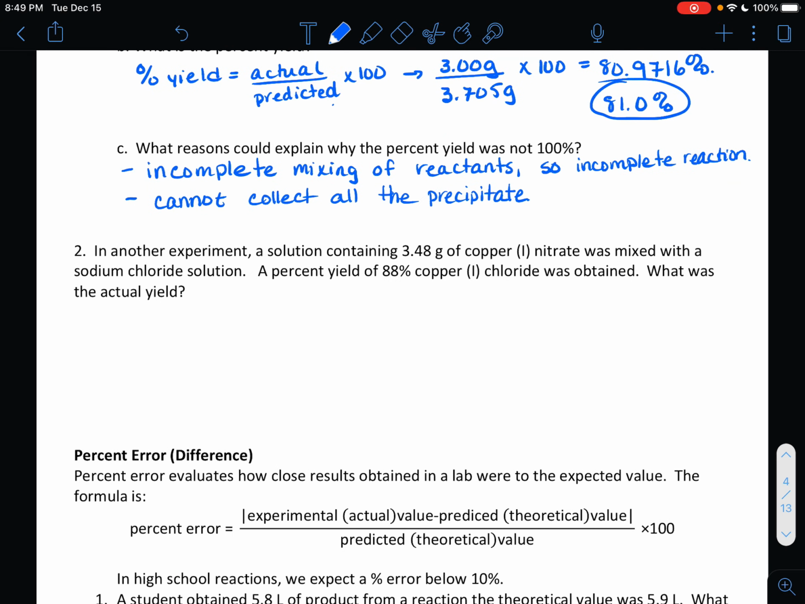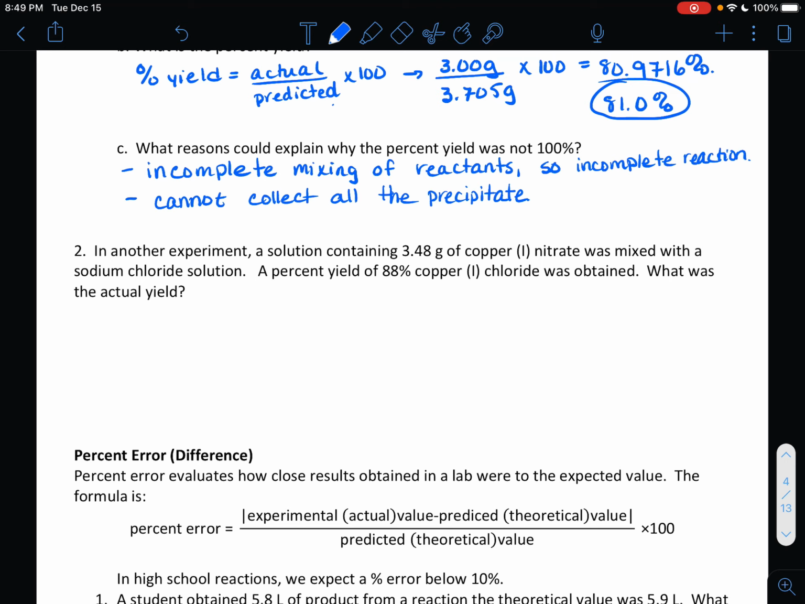So question 2 then, it says, in another experiment, a solution containing 3.48 grams of copper 1 nitrate was mixed with a sodium chloride solution. A percent yield of 88% copper 1 chloride was obtained. What was the actual yield? So what did they actually get in the lab? We got a percent yield, but we don't know what the mass that they actually obtained in the lab was.